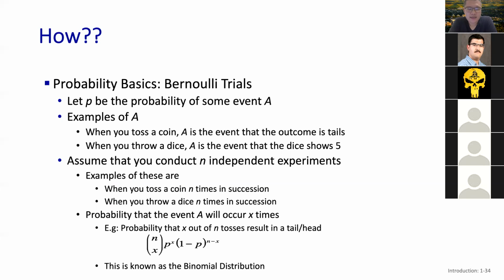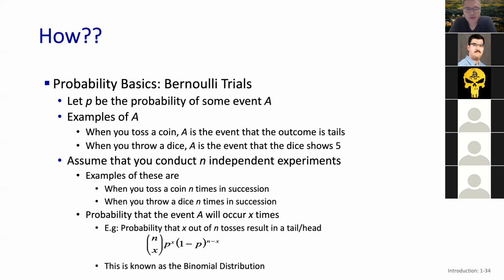So let's assume P to be the probability of some event A, right? So for example, if we toss a coin, right? A is the event that the outcome is tails. Another is the event that it is the head of the coin, right? So the outcome of the event has two cases, right?